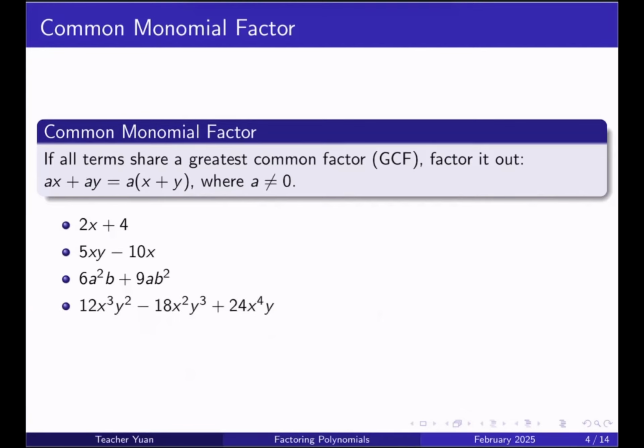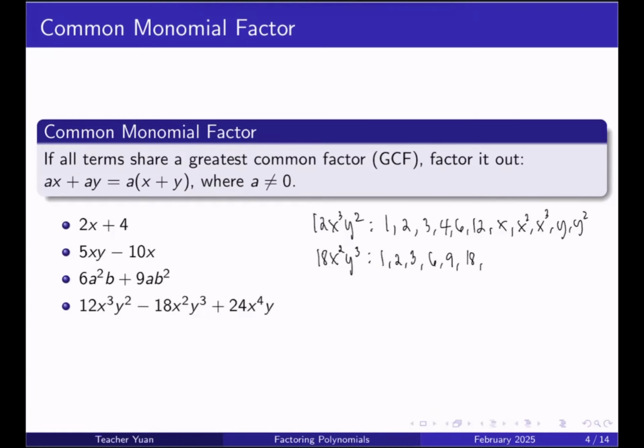Next, we have 12x cubed y squared minus 18x squared y cubed plus 24x raised to 4y. So for 12x cubed y squared, note that its factors are 1, 2, 3, 4, 6, 12, x squared, x cubed, y, and y squared. For the second term, 18x squared y cubed, its factors are 1, 2, 3, 6, 9, 18, x squared, y squared, y cubed.